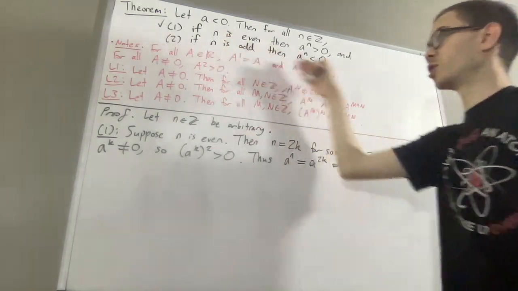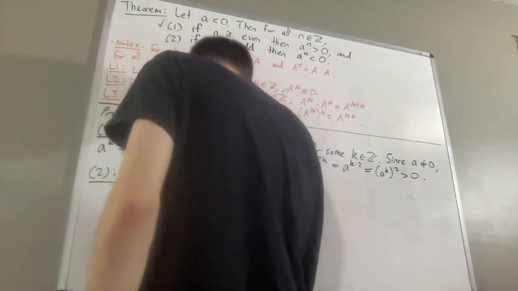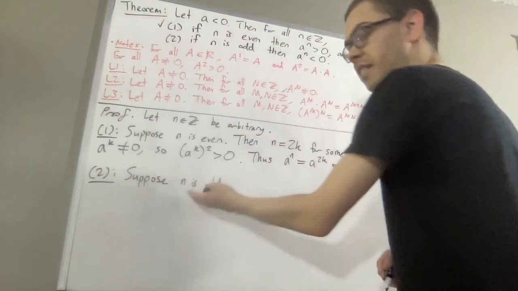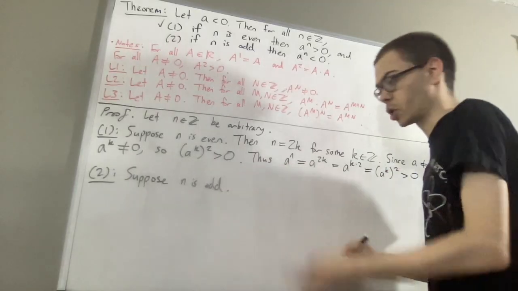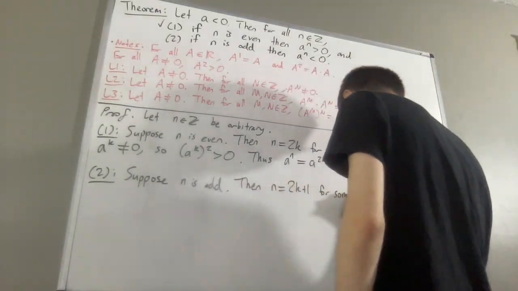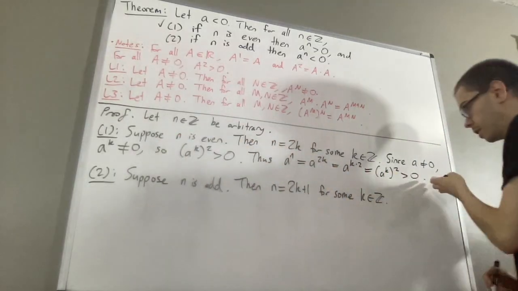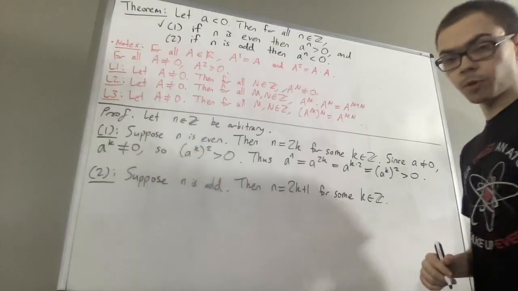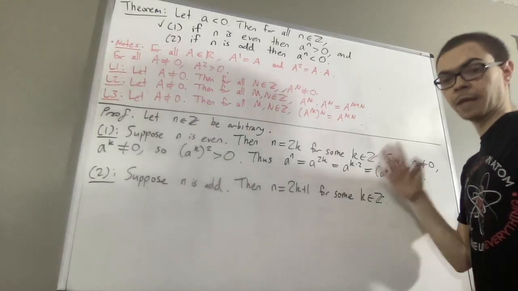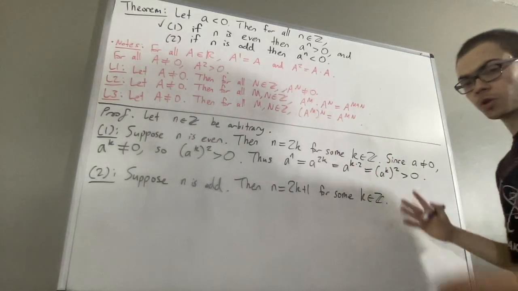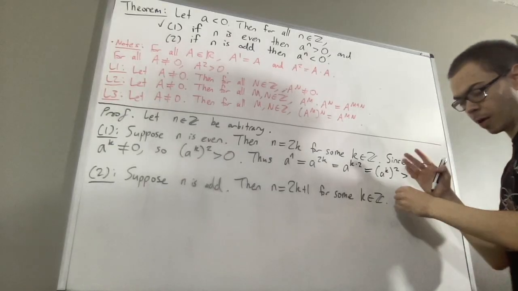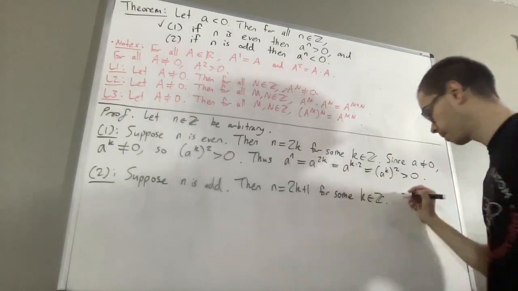Now let's prove number 2. As for number 2, we will first suppose n is odd. Well then, n is equal to 2k plus 1 for some integer k. Now, just like we did in the first case, since a is a non-zero real number, we know that a to the power of k is a non-zero real number. So we take a to the power of k, raise it to the power of 2, that will be a positive real number.